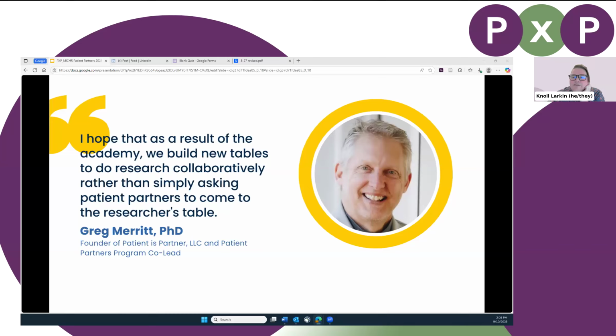Thinking about our vision for our program, we really hope that as a result we build new tables to do research collaboratively together instead of just inviting patients to come to the researchers' table. So we want to focus on a paradigm shift in the way that we're thinking about engagement. And honestly, when we look back on this time, I'm hoping that we'll be shocked to learn that there was ever a time that patients were not engaged in research, that we'll think that's bizarre.